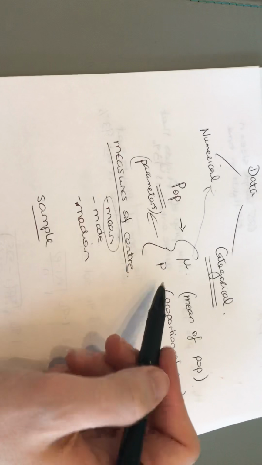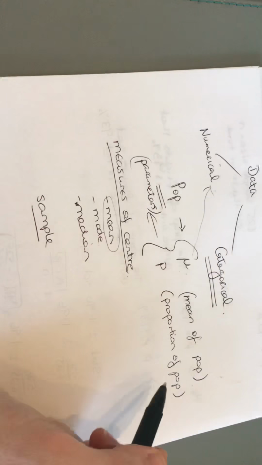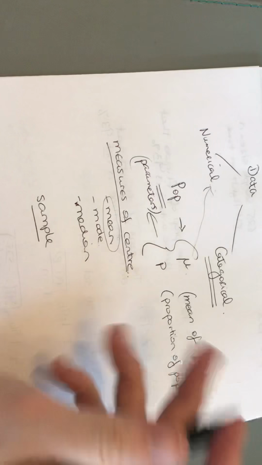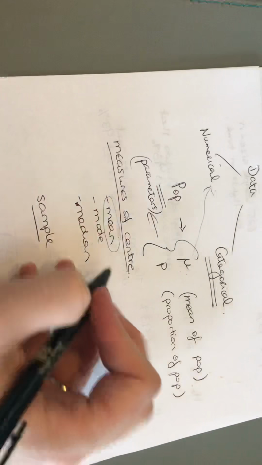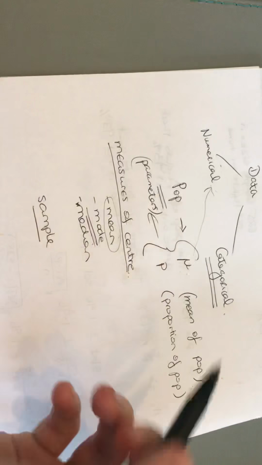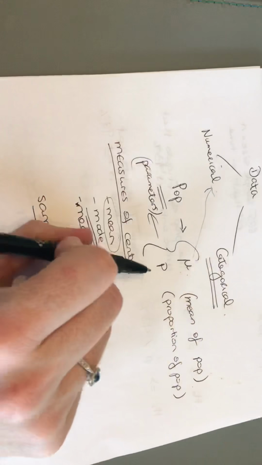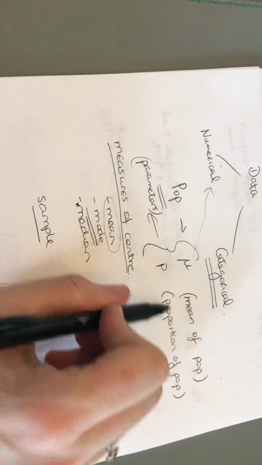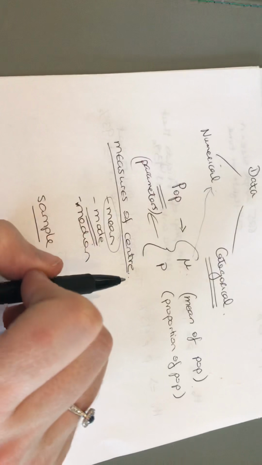And we go into detail and we say, oh, the proportion or the percentage of the population that liked Man United was 20%. So it's the mode for categorical data, and this is why we call it P, the proportion of the population or the percentage of the population.